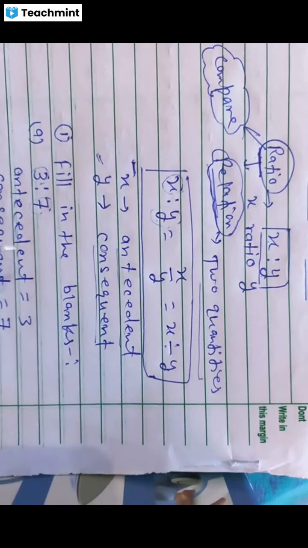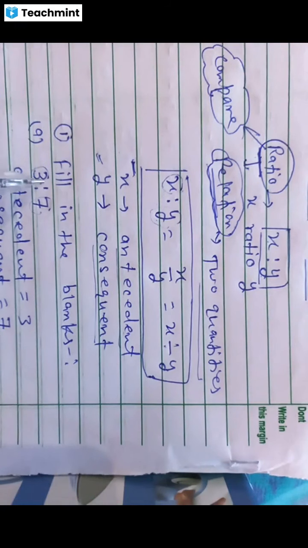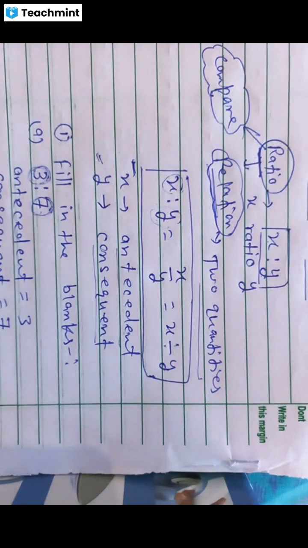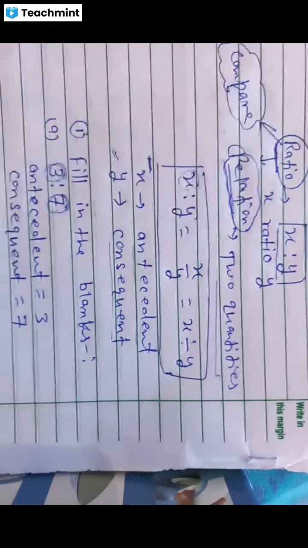Okay. So similarly you can fill all the other questions like B, C, D. They are very easy, because you already understand what is antecedent and what is consequent. First quantity is called antecedent and second quantity is called consequent. Okay. So I think you can do question number 1. Now we start question number 2.